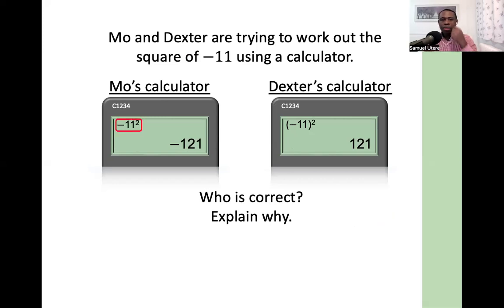If you think about it, Mo is not correct. What Mo has done is the calculator does order of operations, so it does the square of 11 first, and then it appends the negative sign to the 121, giving negative 121. But Dexter has solved that problem using brackets, knowing that the calculator would not do it properly. To square a negative number, you must put it in brackets, and that gives us 121.